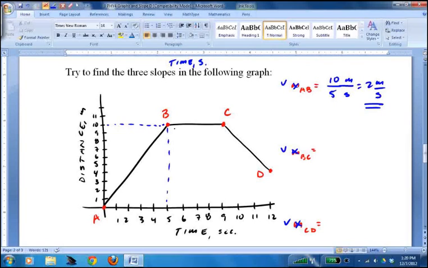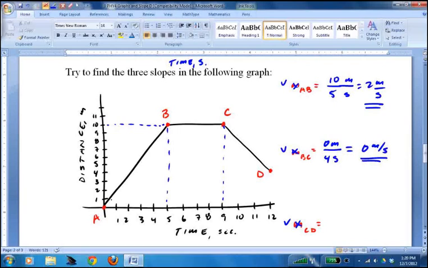What's their slope here? From B to C. Well, they go 4 seconds, but they don't go up and down at all. So they go 0 meters. 0 divided by 4, if you're not sure, put in your calculator, 0 meters per second. If they're on their bike and they're going 0 meters per second, that means they stopped.